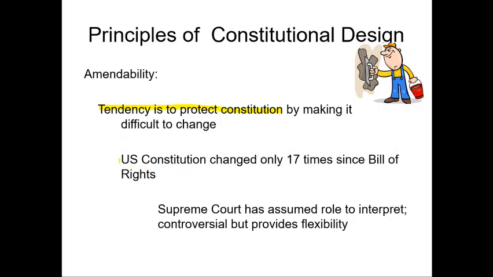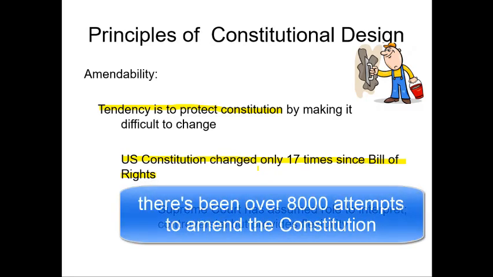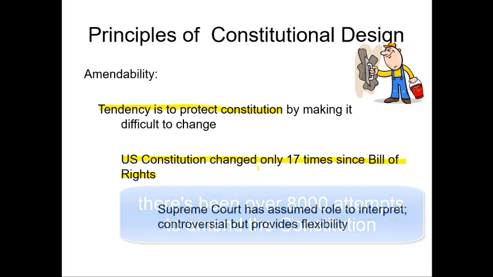For example, since the Bill of Rights, which were passed in 1791 fairly quickly after our Constitution, and the Bill of Rights, of course, were submitted as somewhat of a provision for the states to pass the Constitution, the Constitution has only been amended 17 times since 1791, and there have been over 8,000 attempts to amend the Constitution. So that shows you how difficult that is.